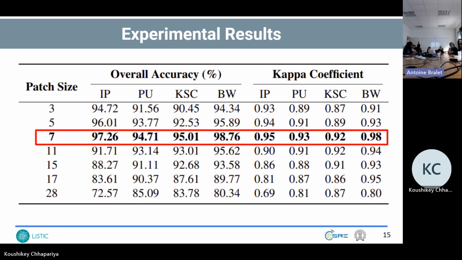The data set names are of no concern, but the patch size is. The hyperspectral image I have taken is a very large data set, so I cannot take the whole data set in one go. So I take different patch sizes of the images. And when I consider different patch sizes, I saw that with patch size 7, I'm getting the maximum overall accuracy and kappa coefficient.